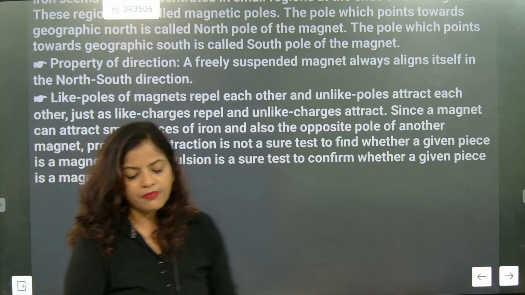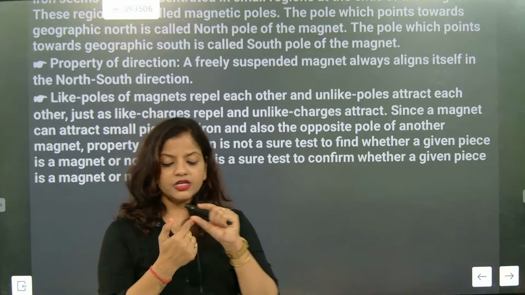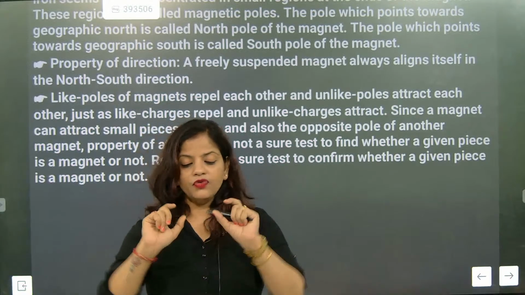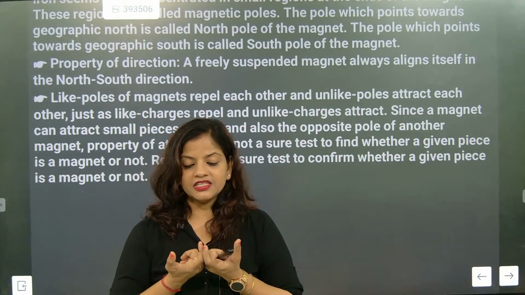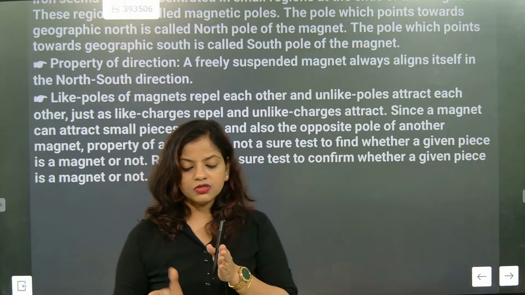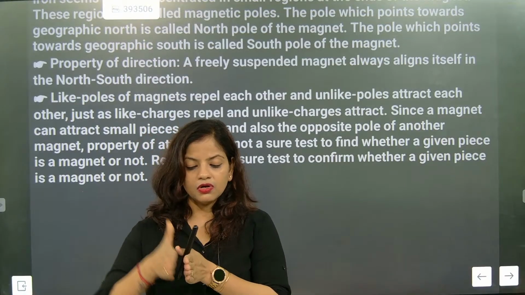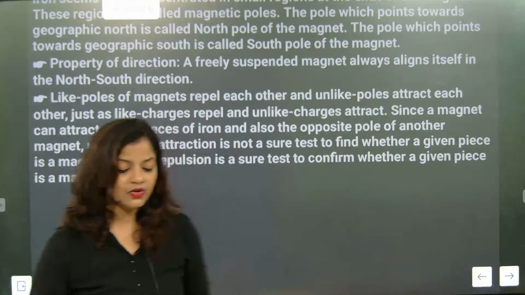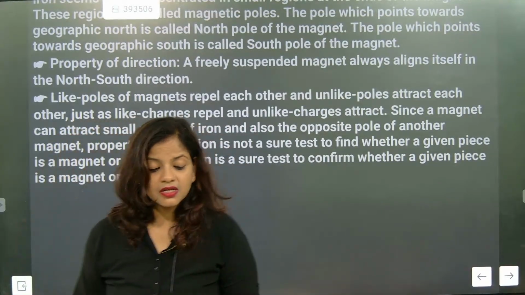A circular magnet you will also have. In a circular magnet, the face itself has a north pole and a south pole. If you try to join them from the edge side, they will turn and join like this: north, south, north, south, like that. So the face has north and south poles in a circular magnet.